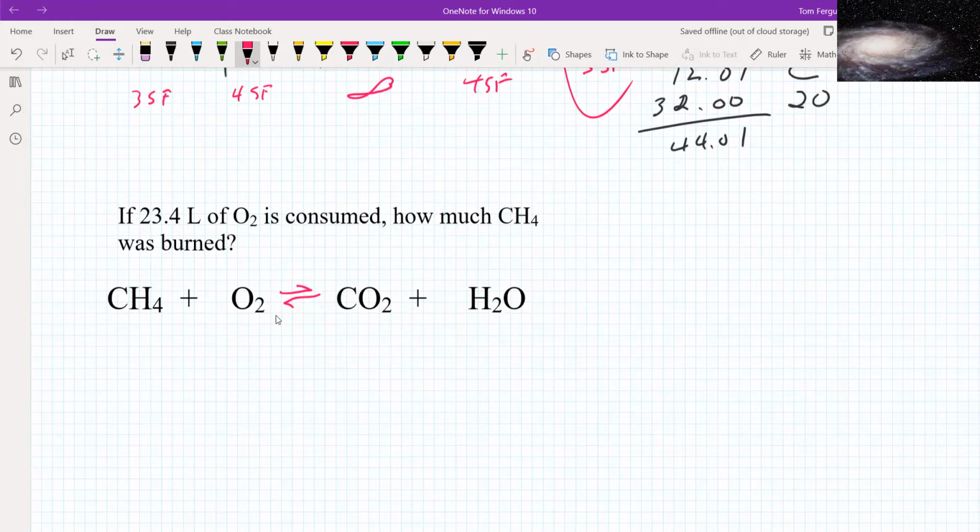Remember, the first step is always the same. Convert that to moles using the 22.4. Step one, no matter what. Okay, balance the equation first.